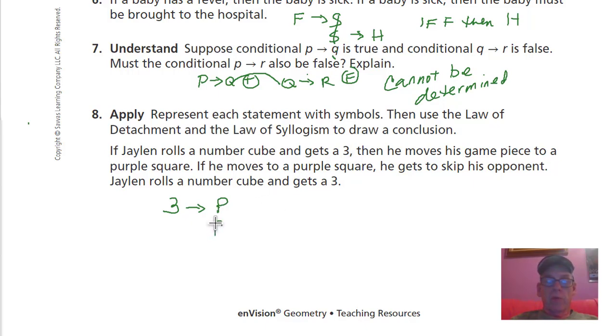Now it says if he moves to a purple square, then he gets to skip his opponent. So these are the two things we have at work. We can see that with the law of syllogism, if he rolls a 3, he's going to move to a purple square, and because he moved to a purple square, he gets to skip. So if he rolls a 3, he gets to skip his opponent. So we go to the last line here. Jalen rolls a number cube and gets a 3. What does that mean? Ultimately, he gets to skip his opponent.